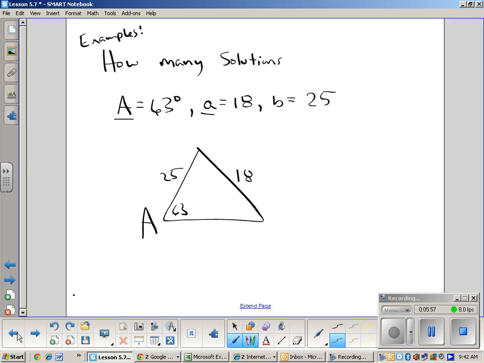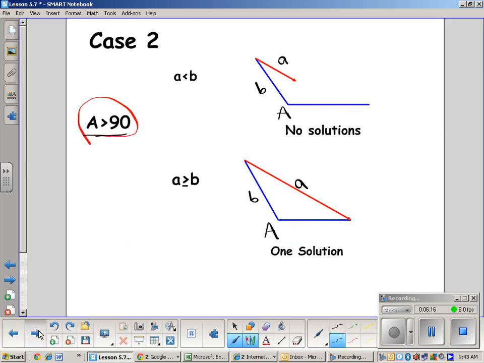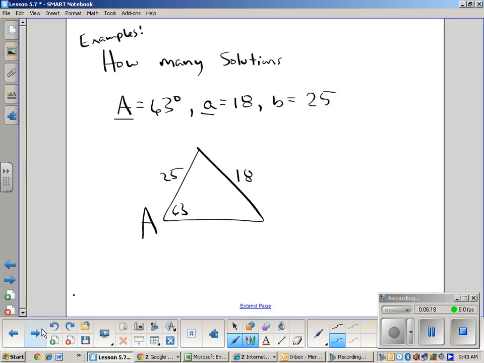And so if we go back, the angle's less than 90, and the side opposite A is less than B, and so it's going to be one of these three scenarios based on what B sine A is. In other words, based on what this side is compared to the 18.